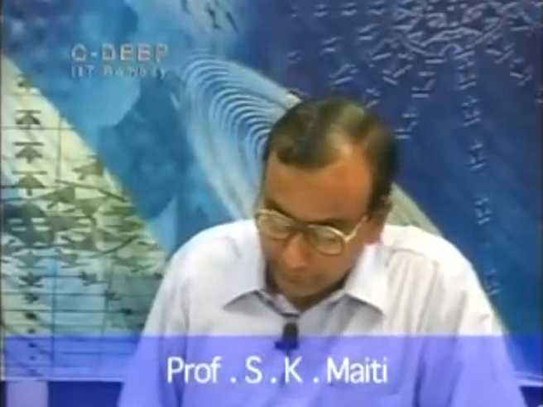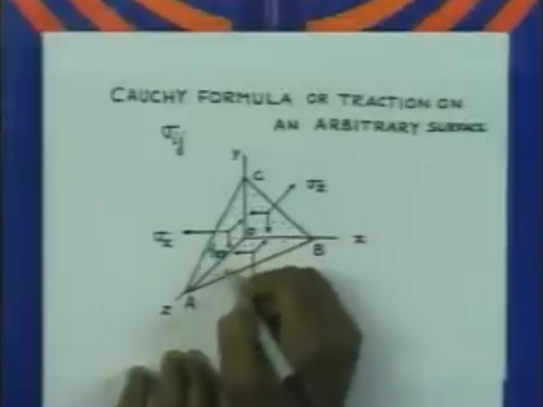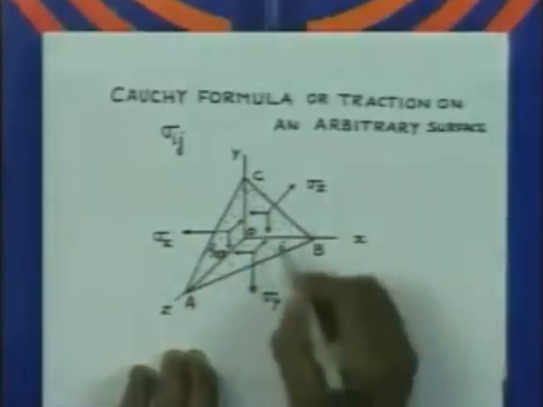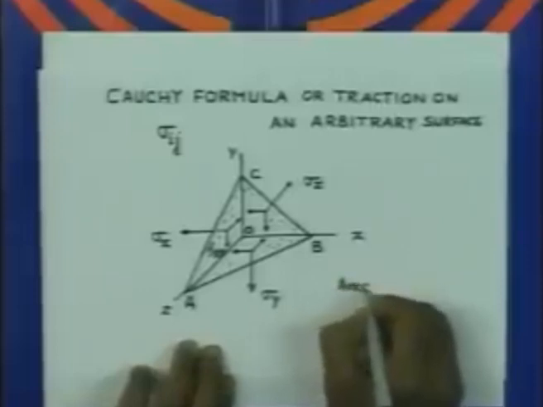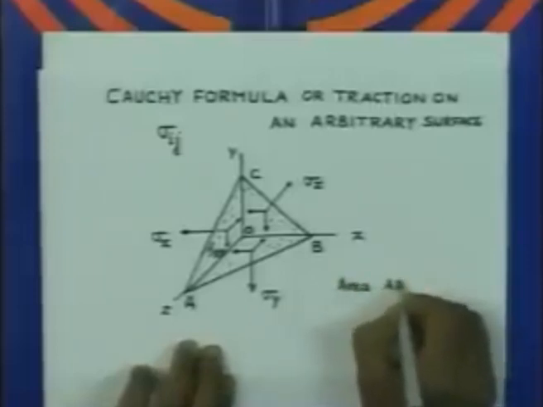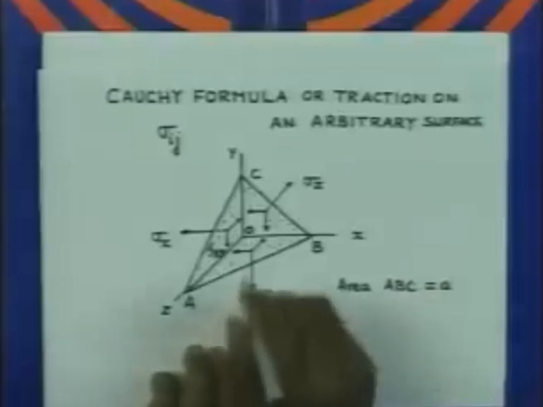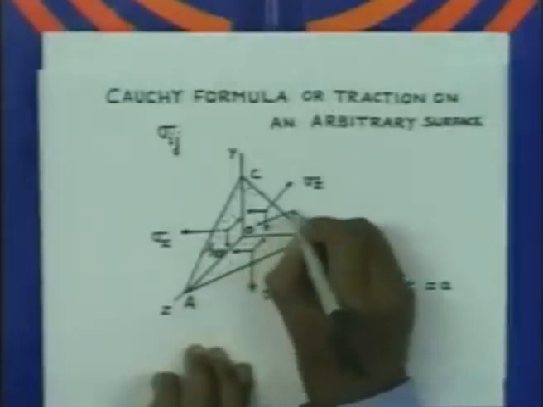Now we are interested in finding out the traction on this area ABC arising out of the stresses at the point O. So this is the area. Let us say area ABC is equal to A, and let us also consider that the outer normal to the plane ABC is directed like this. This is the outer normal.